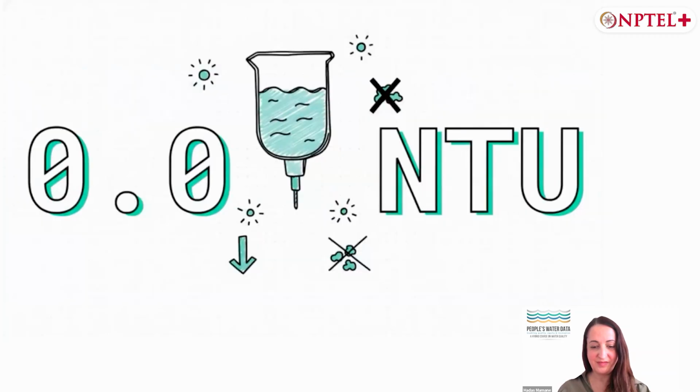Okay, first up is our baseline. For that perfectly pure deionized water, we get a reading of 0.00 NTU. That NTU stands for a mouthful, nephelometric turbidity units, but all you need to know is that 0 means 0. No particles, no scattering. A perfect score.